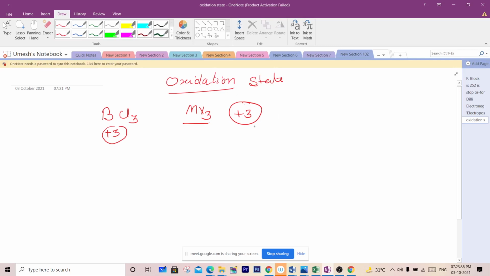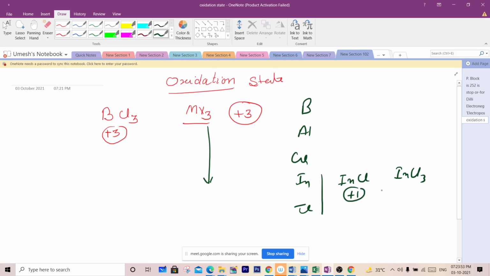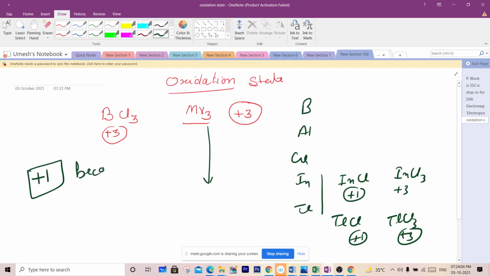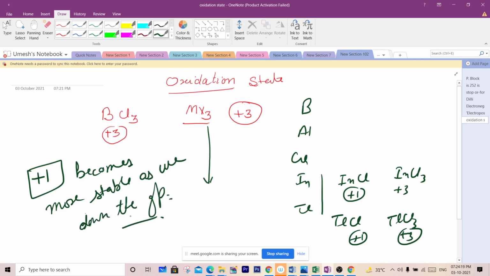But as you go down the group, if I talk about boron, aluminum, gallium, indium, thallium, these two compounds, InCl and InCl3, show the +1 state and +3 state. TlCl and TlCl3 also show the +1 and +3 state. The +1 state becomes more stable as you go down the group. Now the question arises here, why?